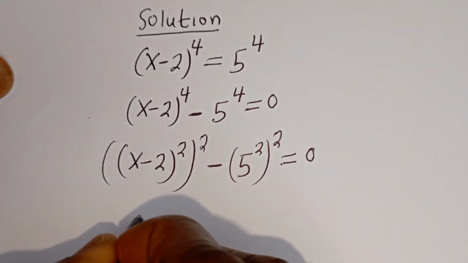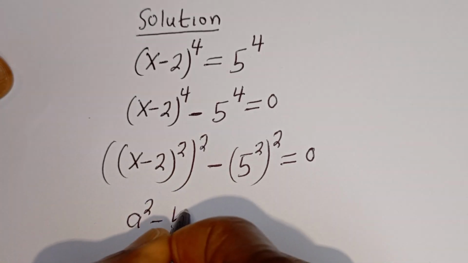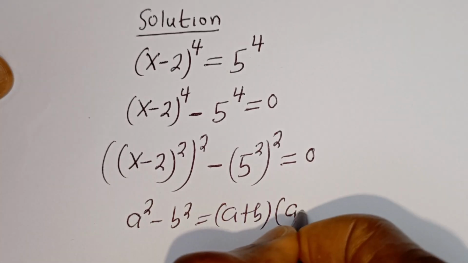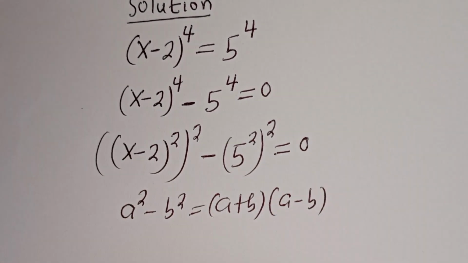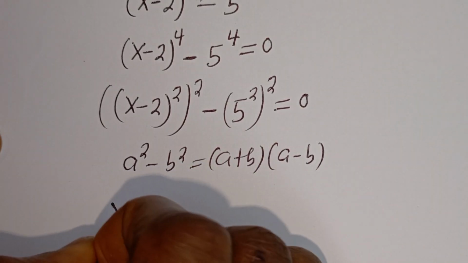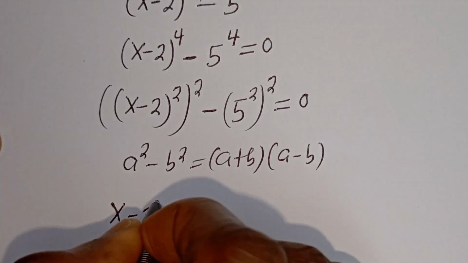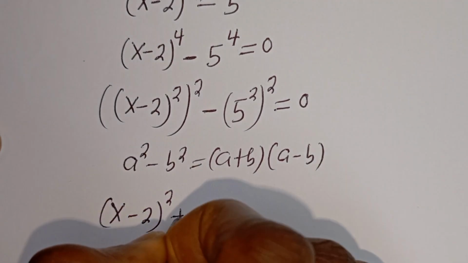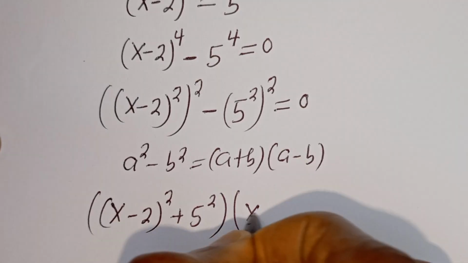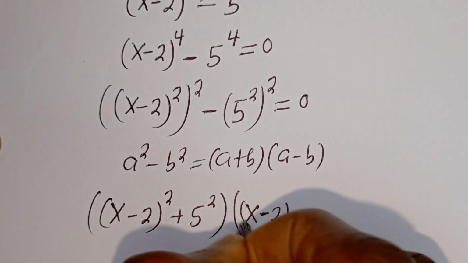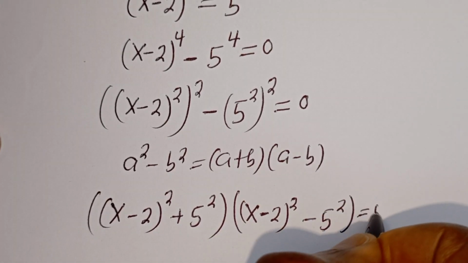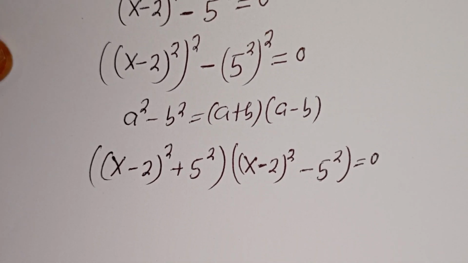That is, if you have a square minus b square, this is equal to (a plus b)(a minus b). Then this can be written as ((x minus 2) square plus 5 square)((x minus 2) square minus 5 square) is equal to 0. Now there are two cases here.